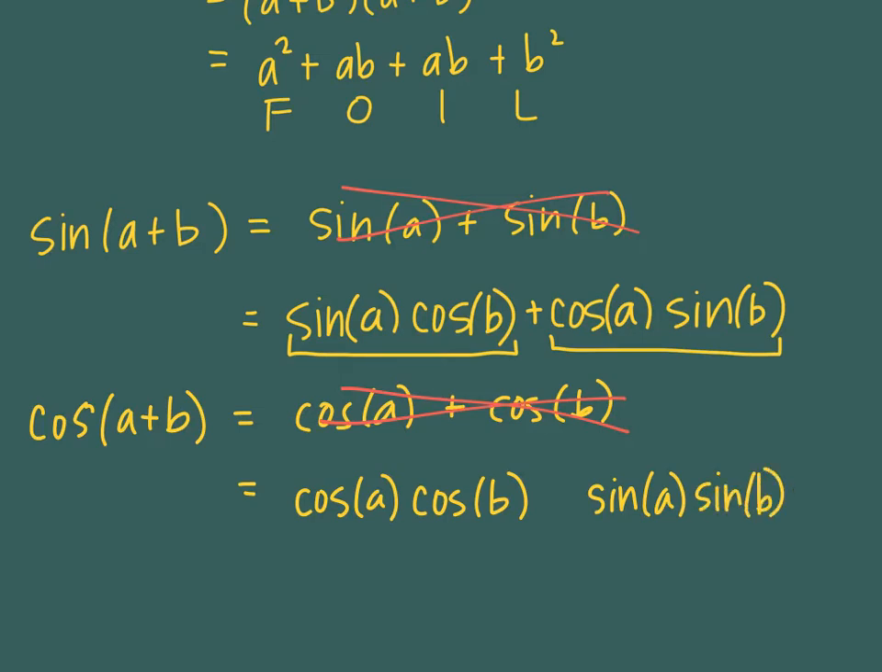Now the biggest difference, besides the order, is that cosine is a subtraction. So it's cosine A followed by cosine B, and then sine of A followed by sine of B with a subtraction in the middle. That's that formula.